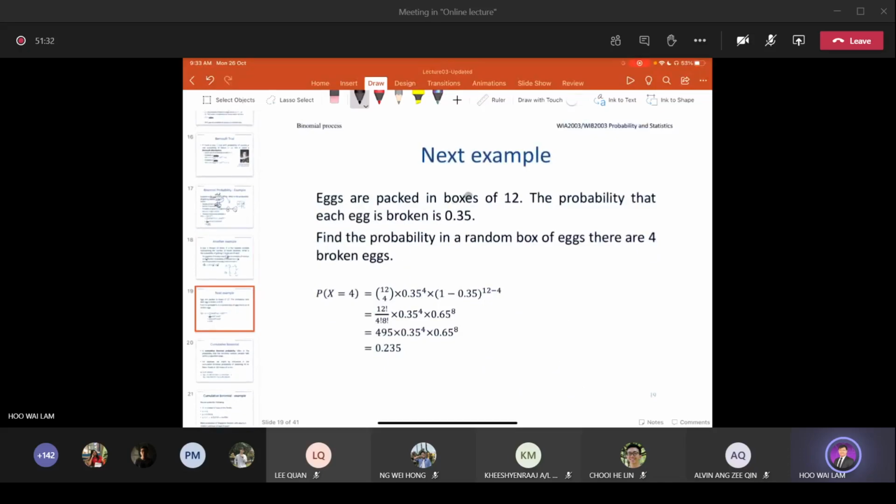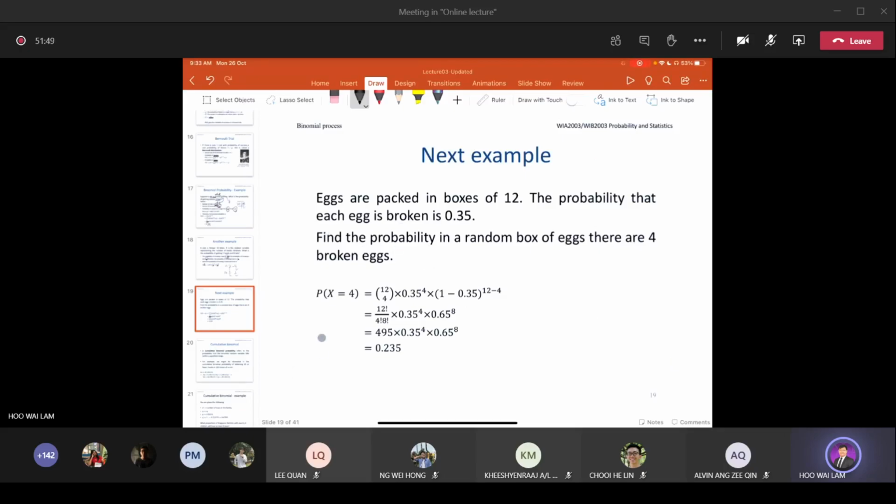Again, another example: eggs are packed in boxes of 12. The probability that each egg is broken is 0.35. Okay, so over here it is broken or not broken. Remember your exhaustive rule? Yes or no answer. So in that case, find the probability that in a random box of eggs there are 4 broken eggs.